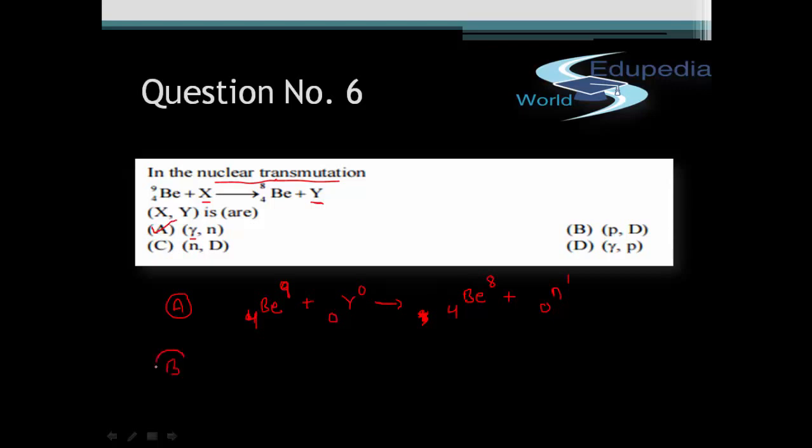Let's look at B. B says that X can be proton and Y can be D. D stands for deuterium. Let us examine this option. So we have again 4Be9. We are bombarding it with a proton, that is 1P1. What we are getting is 4Be9 plus deuterium, that will be 1H2, right?